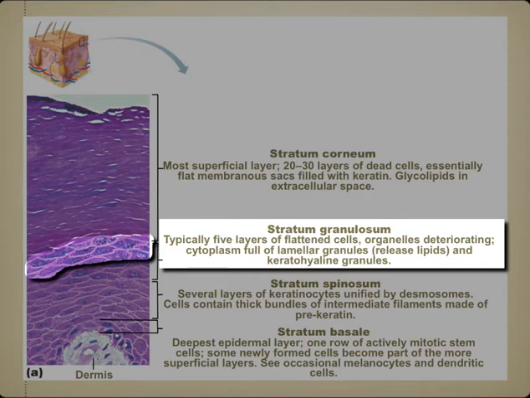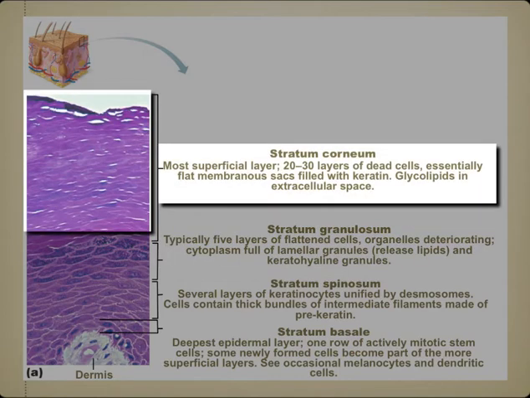The uppermost layer on the entire skin is called the stratum corneum. The word corneum means horny, like the dry horn on a cow. This is the outer layer of skin. It's what you see as you look at your body. And it's 20 to 30 cells thick, all dead cells. And it's essentially a flat membrane sac full of a dry protein, which is waterproof, called keratin. There are also glycolipids in the spaces between these cells to provide some lubrication and moisture.